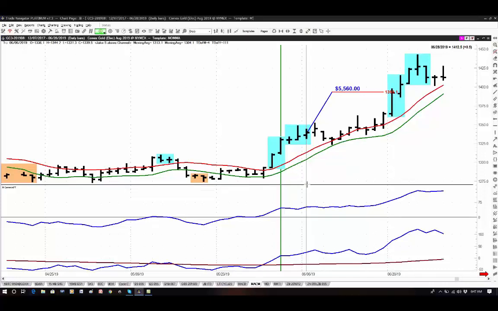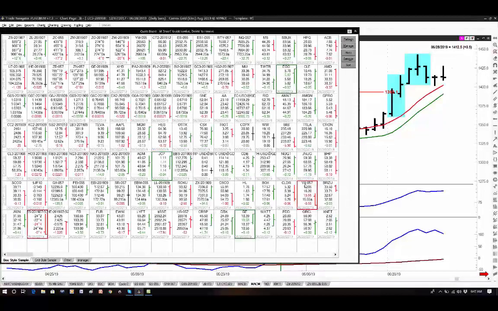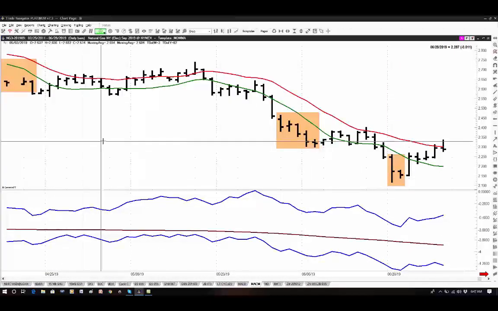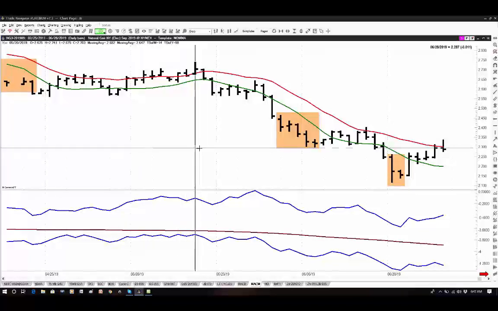So let's go to the next market. Opposite position, opposite situation. Hold on, let me get that for you. Natural gas. So here's natural gas September contract. And let's look at it. Moment, please. Here's the 5-bar pattern in the opposite direction.